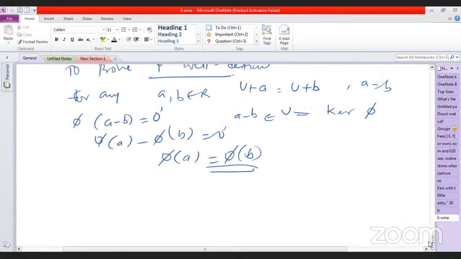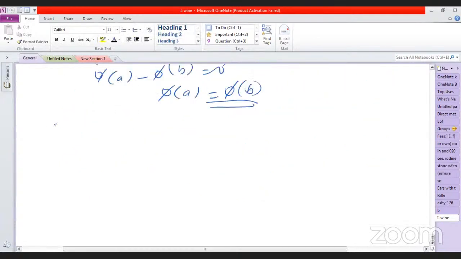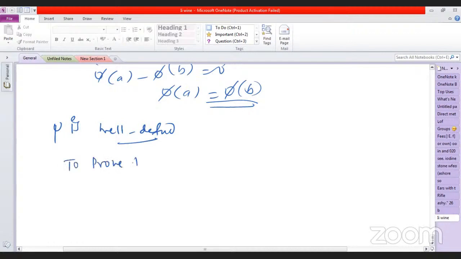What is the meaning of well defined? So both the conditions are satisfied. Am I correct or not? Yes, sir. Prove that psi is an isomorphism.